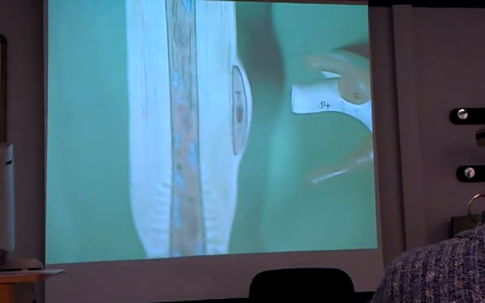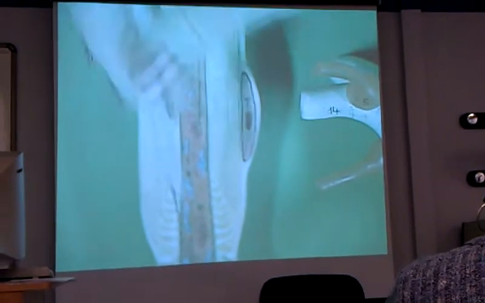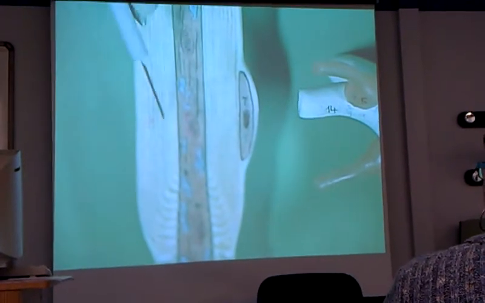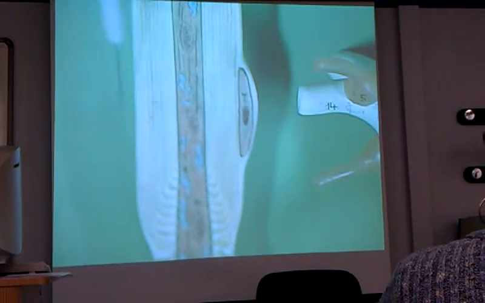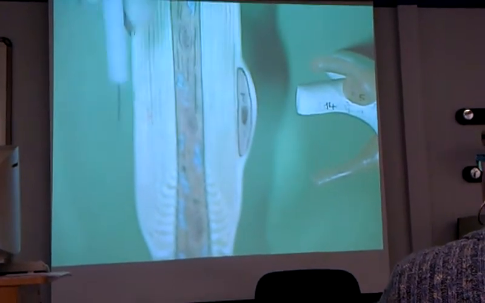Okay, then this beigey off-white stuff, remember the orange is the axon, that's outside the axon, that's the myelin sheath. That's the myelin sheath, it's on both sides.